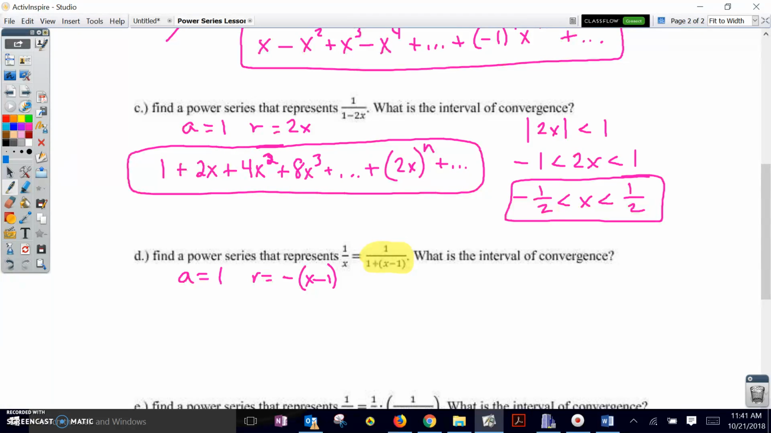And so my power series here is going to be A plus A times R plus A times R squared plus A times R to the third, etc., etc., all the way up to A times R to the n.